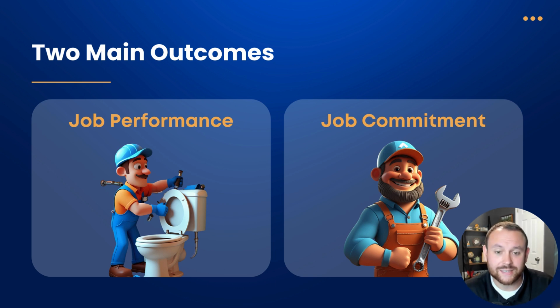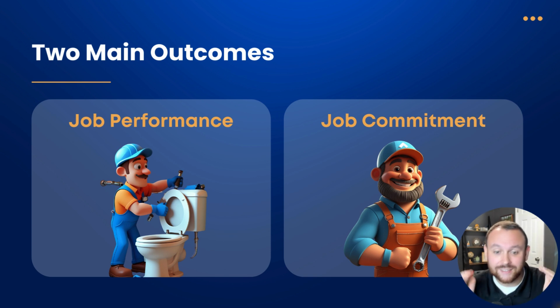When you look at this image that I put together with some cool AI tools, I'm very proud of the images I use in my lectures, you have a plumber fixing a toilet. The first outcome is someone's job performance. Are they able to do the job well? Are they able to be efficient at it?